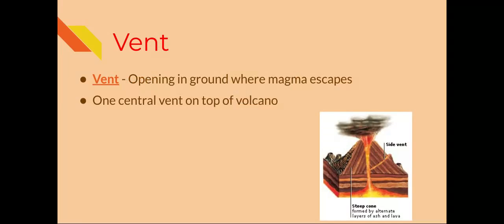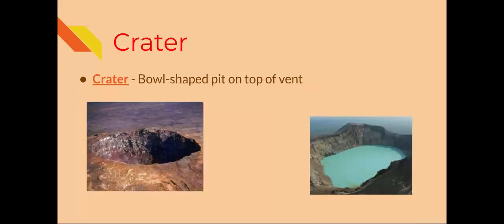Vent is the opening in the ground where magma escapes. Most of the time, volcanoes are going to have one central vent. Sometimes they'll have side vents where magma releases as well, and those can be more than one. But traditionally, volcanoes are going to have one central vent on the top.